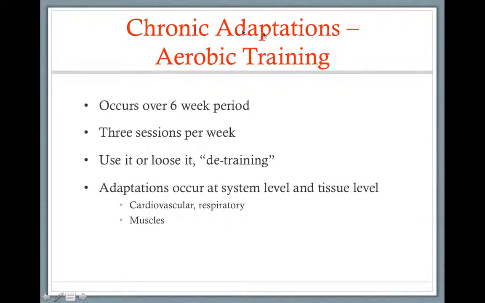Cool. Chronic adaptations. We've already spoken about this lots in this presentation. 6 to 8 weeks. So if we are talking chronic training adaptations, we are talking 6 to 8 weeks. We'd also be looking at 3 sessions a week. So you look at your pre-season, and chances are you're probably going to be doing 2, maybe 3. Use it or lose it. So quite simply, we will have fitness and we will keep fitness until we stop doing fitness, and then we will lose it.